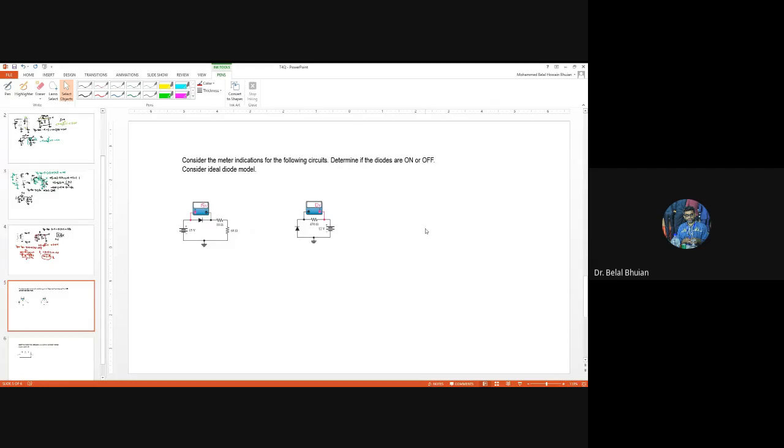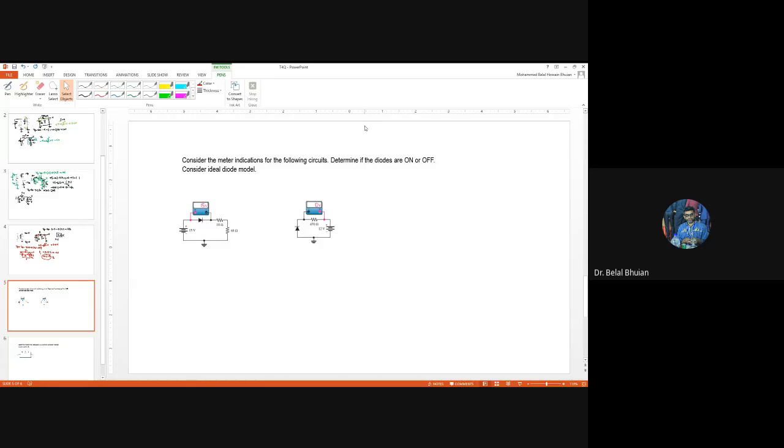So next question, consider the meter indication for the following circuits. Determine if the diodes are on or off. Okay, tell me the first one. So we have a circuit. The voltage source 15 volt, then the diode and two resistors 10 ohm and 68 ohm. And they said to consider ideal diode model. In the ideal diode model, when it is forward biased, we consider the diode is short circuit.